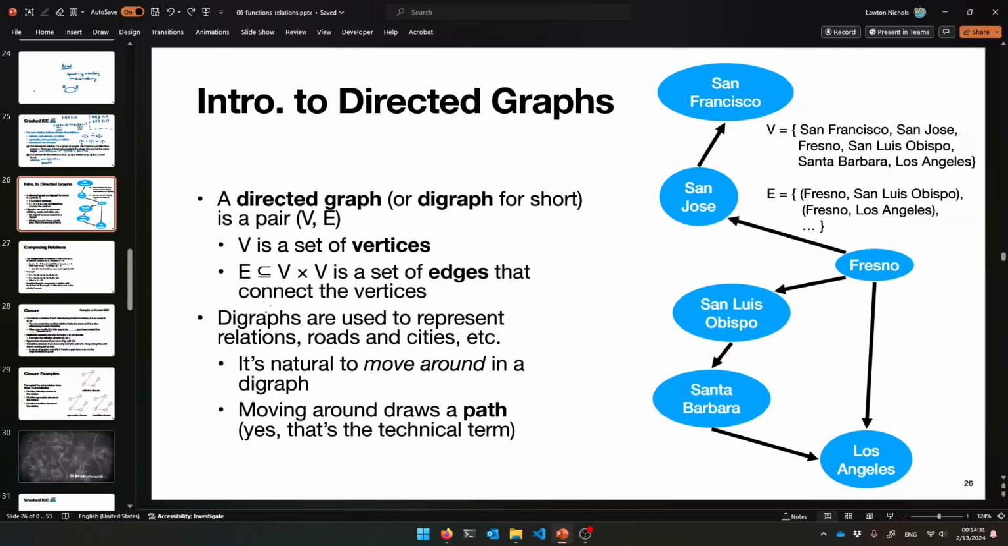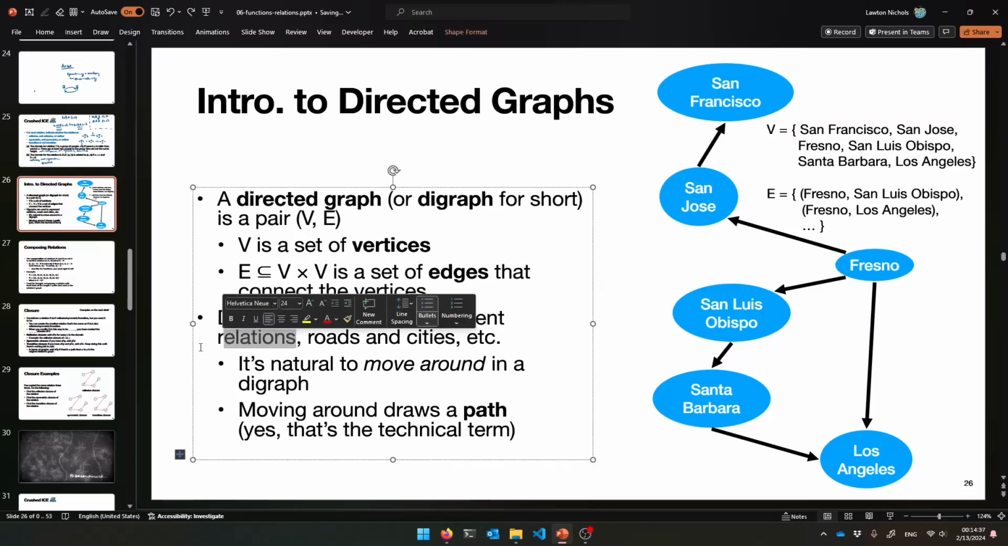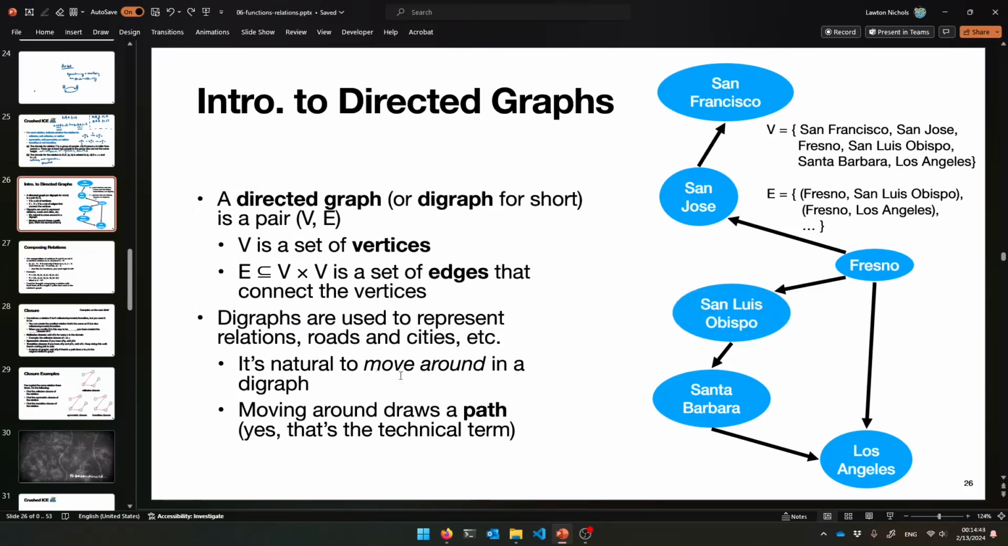So we say that digraphs, or directed graphs, are used to relate things, to represent relations. They're used to represent roads, like maps are technically a digraph, cities, etc., and you like to move around. So here's an example of a directed graph. Here's cities, it's like a map. So San Francisco, San Jose, Fresno, SLO, Santa Barbara, LA, all those things, those are your vertices. Those are things that can be connected over arrows. So that's our set V.